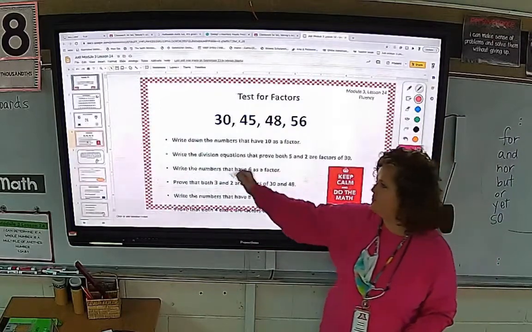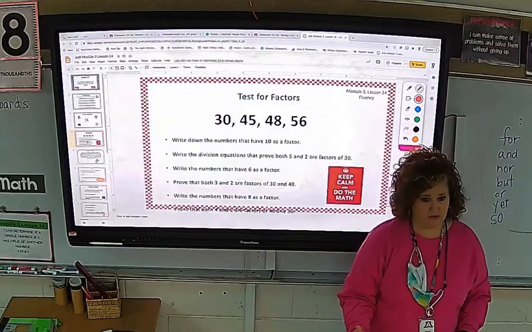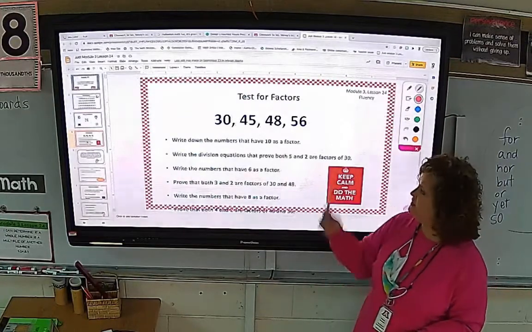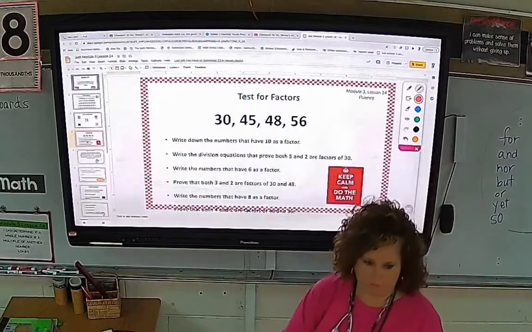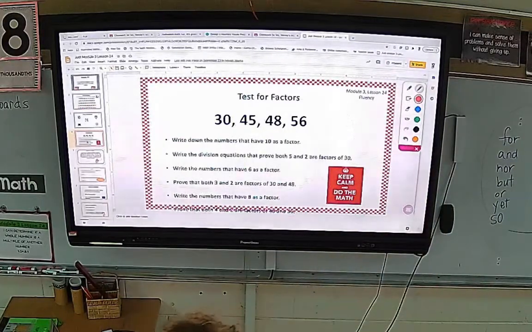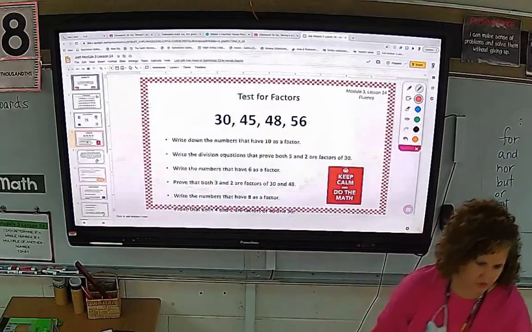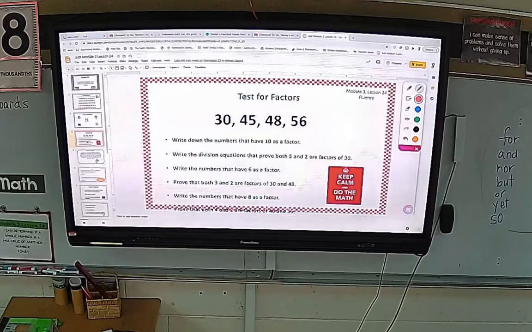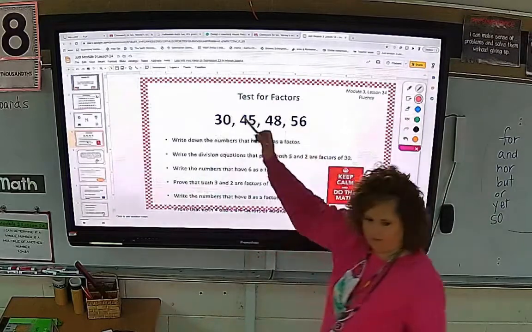So the first one says, write down the numbers that have 10 as a factor. Which of these numbers has 10 as a factor? You multiply something times 10 to get that number. All right, write that on your board. I'm going to ask you to show it to me. If it's 1, write it down. If it's more than 1, write all of them down out of these 4 that have 10 as a factor.